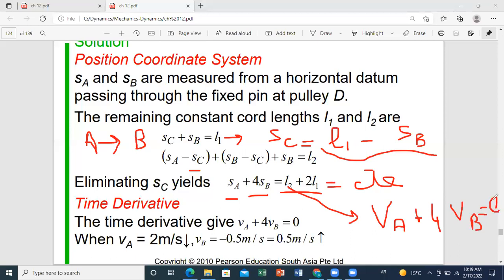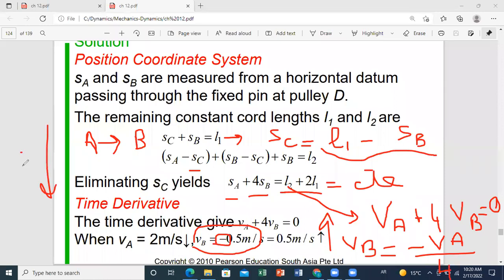So you can deduce that VB is equal to minus VA over 4. And since VA is given to be plus 2, you deduce that VB is minus 0.5 meters per second. The negative sign for VB indicates that B is moving upward because SB is down. The positive coordinate direction is downward. So if you got a negative result, this means that you are moving in the opposite direction to the positive SB. And this is expected because when A moves down, B will go up.